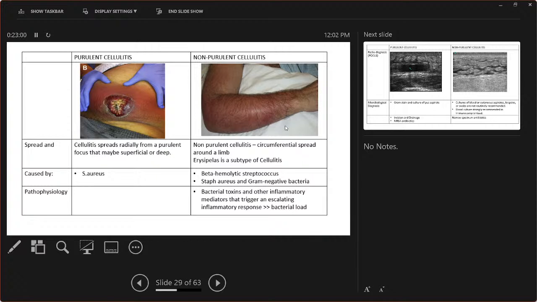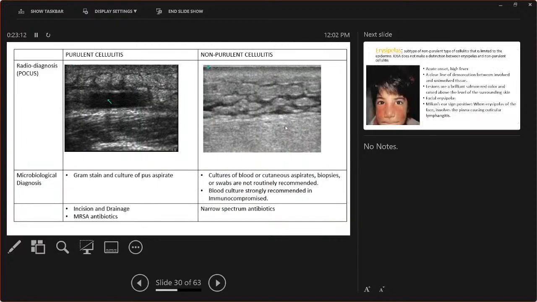Pathophysiologically, it is mostly the toxins and inflammatory mediators that cause the non-purulent cellulitis, more than the bacterial load.